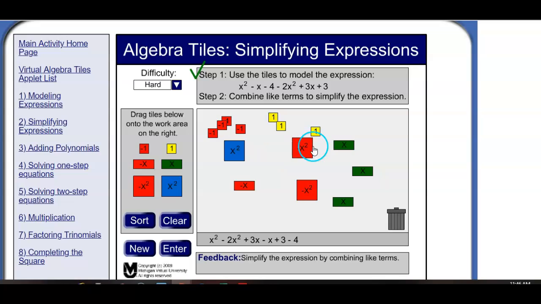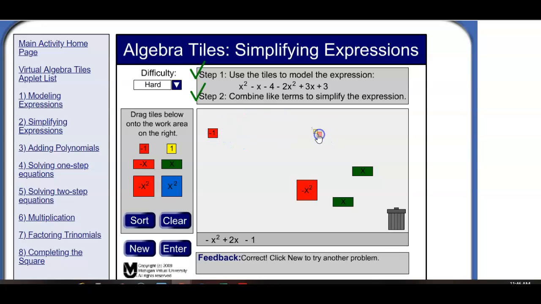We have one positive and one negative pair of x squareds. We have one negative x, and it can go with one of the positive x's. And then we have a bunch of positive and negative ones. So a lot of things were zero pairs here and could simplify a lot. Here, after simplifying everything, I see we're left with negative x squared plus 2x minus 1.